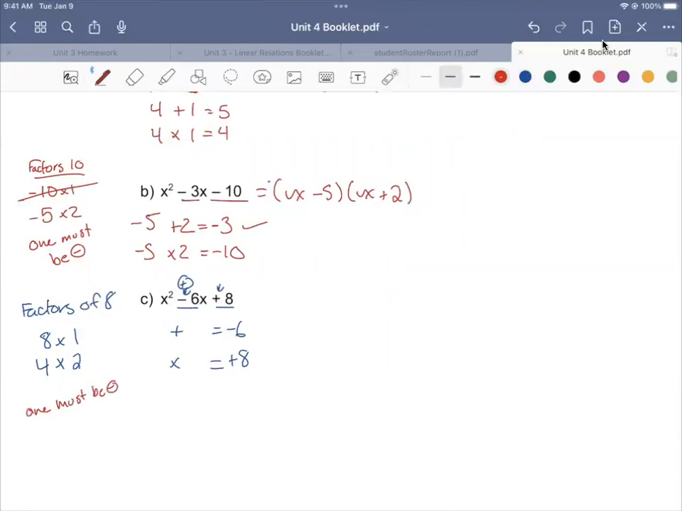But to multiply to a positive number, that would mean both have to be negative. So if I have -4 and -2, or -8 and -1: -8 plus -1 gives me -9, and -4 plus -2 is going to give me -6. So that means my factored form is (x - 4)(x - 2).